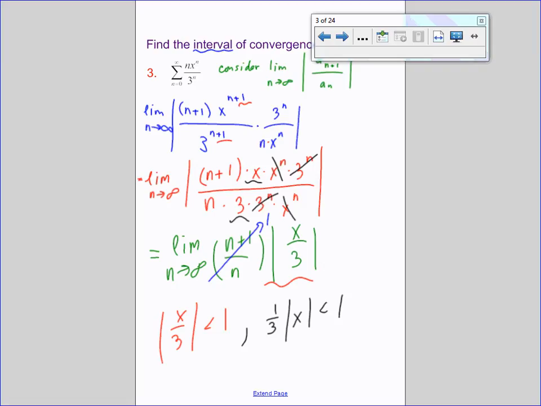We want that to be less than 1, which means that my radius of convergence would be 3, but my interval of convergence would be, split up the bars, -3 is less than x is less than 3. So my radius of convergence is 3. My interval of convergence, however, would be -3 is less than x is less than 3.